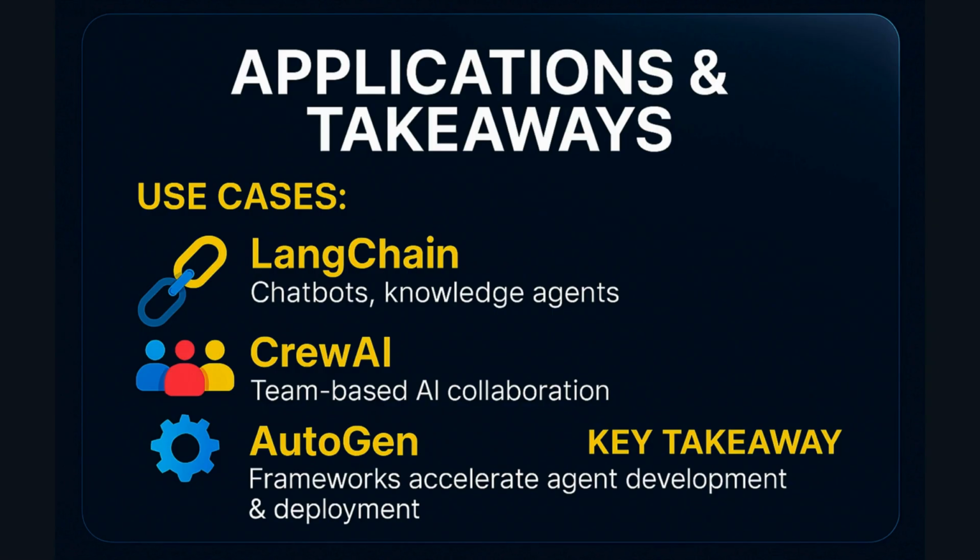The key takeaway is clear. Such frameworks significantly accelerate the development and deployment of intelligent agents. By offering modularity, scalability, and built in capabilities, they empower developers to build sophisticated systems faster and more efficiently. This slide serves as a bridge between theory and practice, showing how agentic design is already transforming industries and workflows.